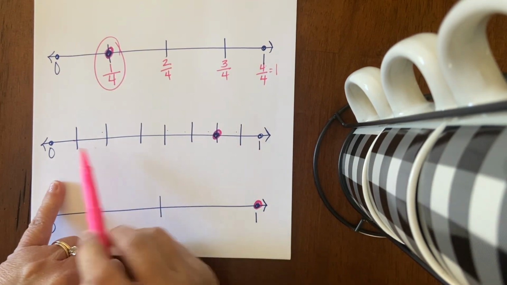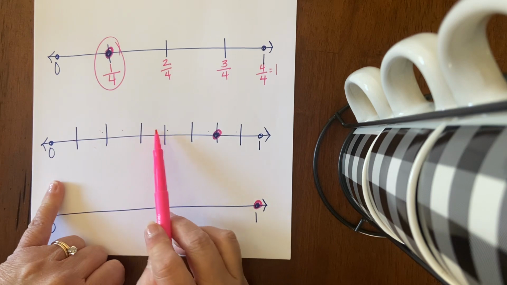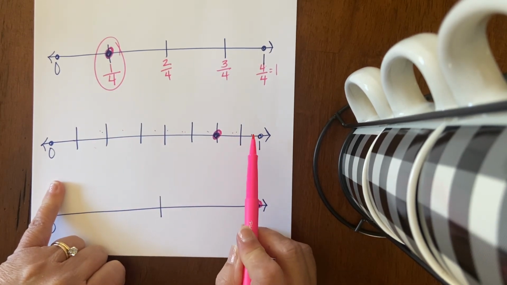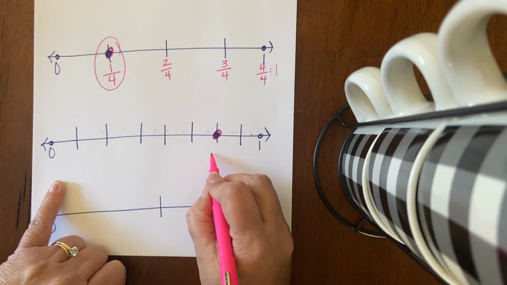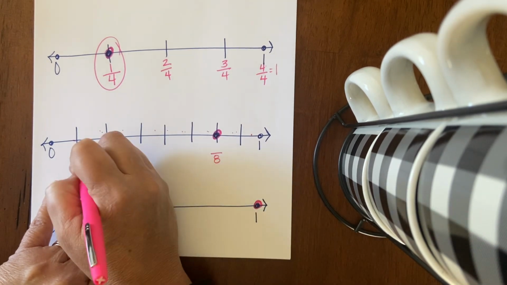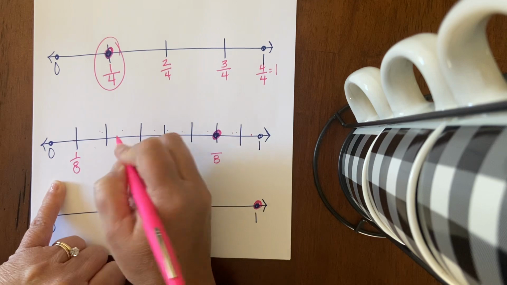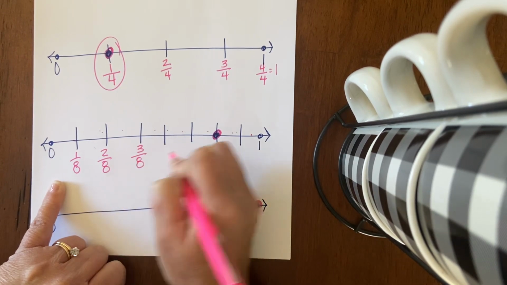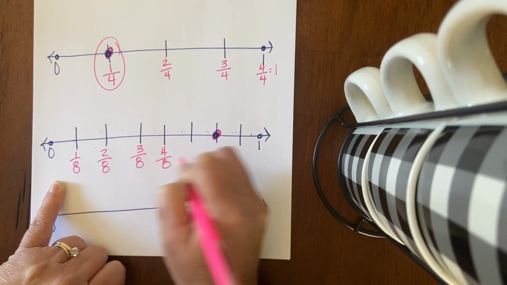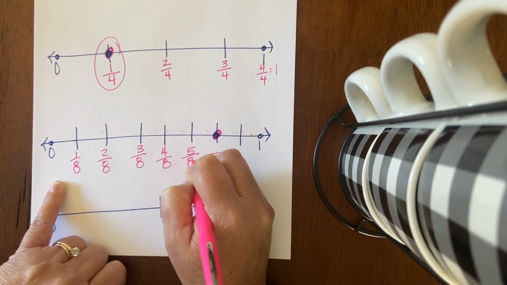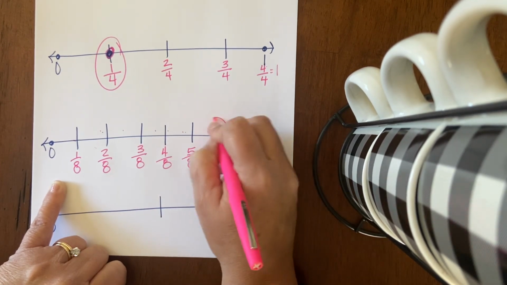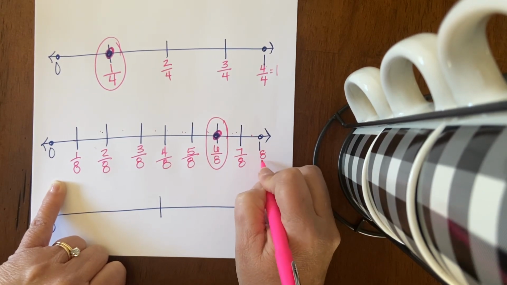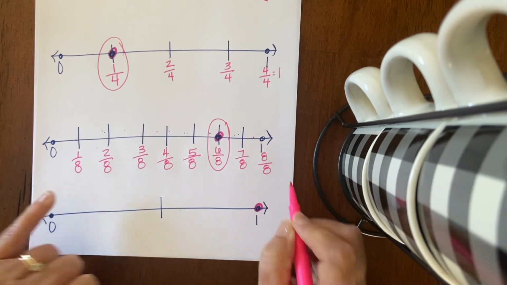Let's look at this next example. 1, 2, 3, 4, 5, 6, 7, 8 equal parts. This number line has been partitioned into eighths. So we're going to label it 1/8, 2/8, 3/8, 4/8, 5/8, 6/8, 7/8, and then of course 8/8 would be my whole.